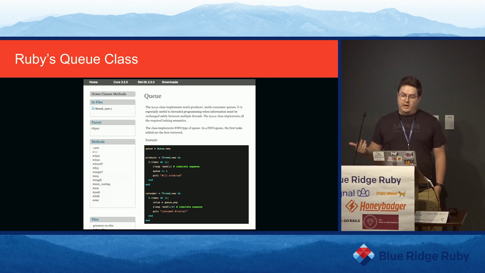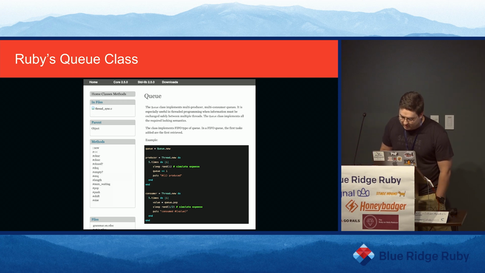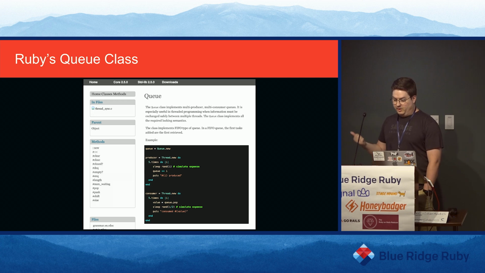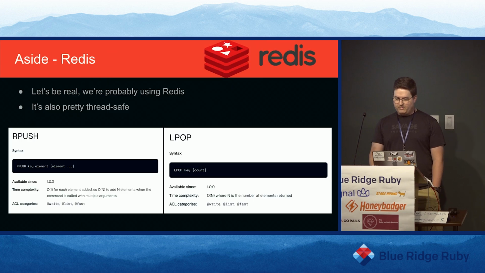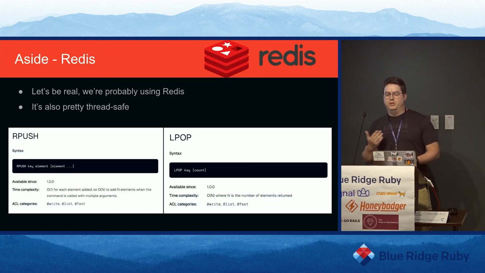Ruby gives us a queue class, and look, here we go. The queue class implements multi-producer, multi-consumer queues, and there's a thread example of the producer-consumer problem there. But let's be real, we're all probably using Redis anyway. You can use a Redis list with like rpush and lpop to do the same thing. It's pretty thread safe in my experience.